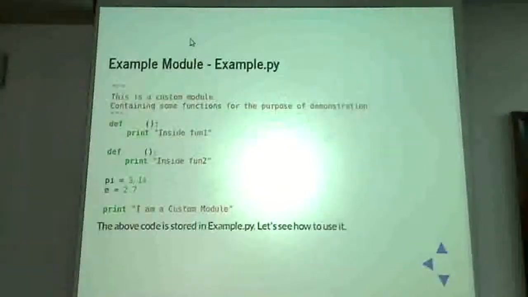So let's see an example. So this is a file. The first few lines of the file are just a description of the module within a doc string. Then I'm defining, okay, the colors have gone wrong here. So this is fun1 and fun2. So this is one function, another function, two data objects, and I'm printing "I am a custom module for fun." And then I just store this code in example.py and let's see how I'll use it.